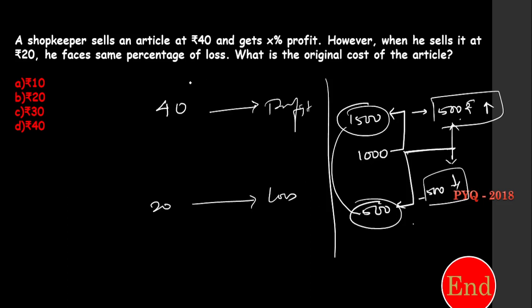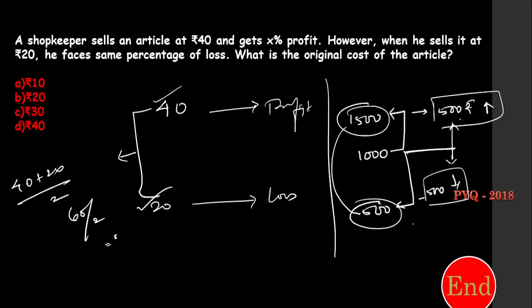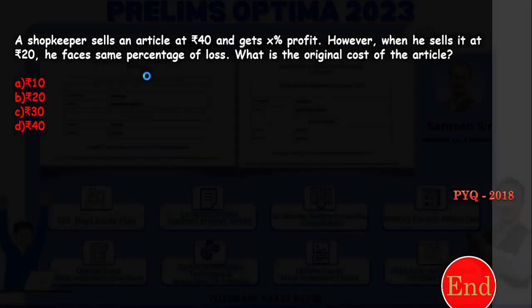So here they say that if I sell it for this amount, whatever percentage I got as profit, the same will become loss when I sell it for 20. So my cost price will be the middle of these numbers. So 40 plus 20 divided by 2. 60 divided by 2, that is 30. 30 rupees is the right answer.